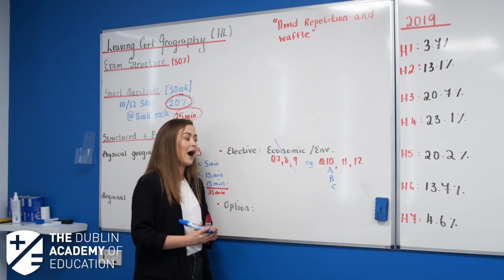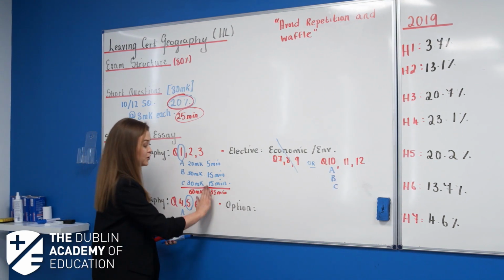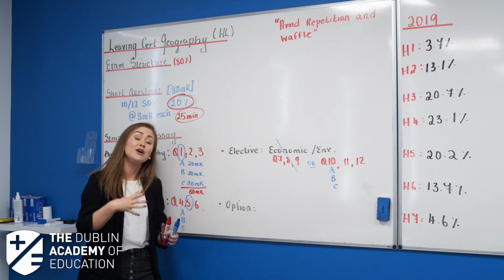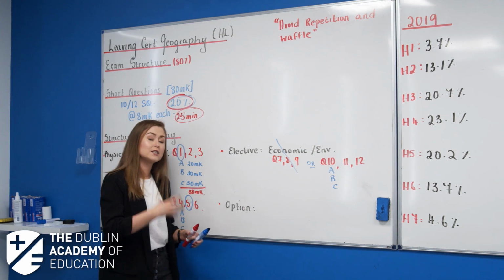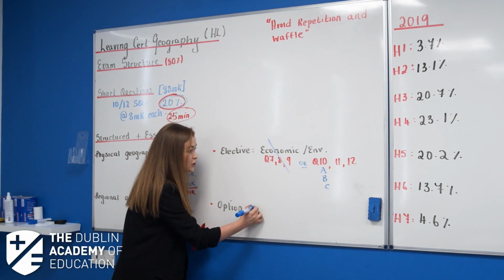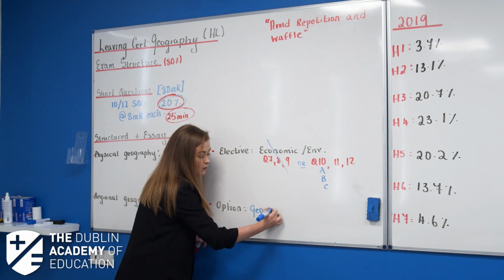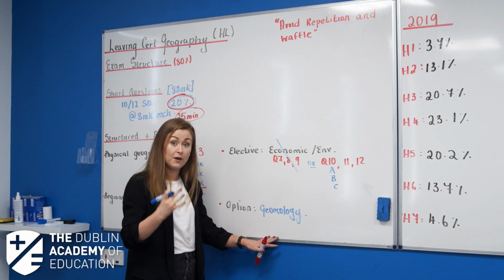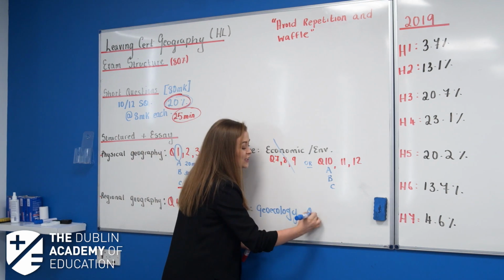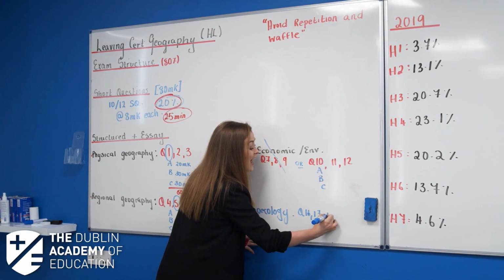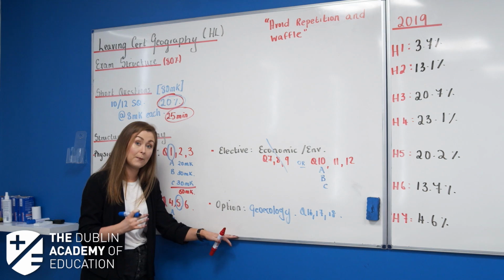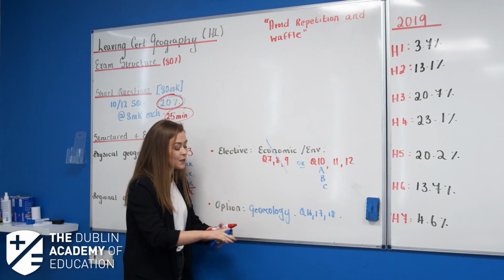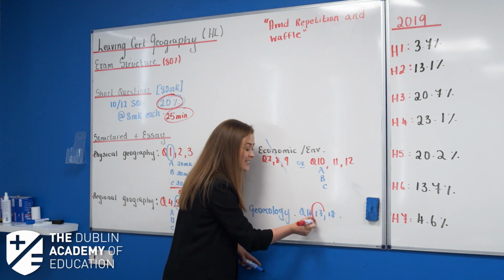Now the last thing you have on your paper is your option. And I'm just going to write this out so it's a little bit clear. You have your option. Now, the large majority, over 80% of the country, does the same option. They do geoecology, which is definitely the easiest of them to answer. Now this is questions 16, 17 and 18 on your exam paper. And again, it's worth, I suppose, your 80 marks, but the structure is very different here.